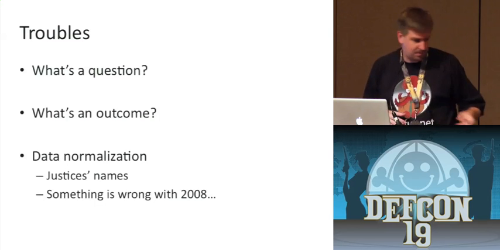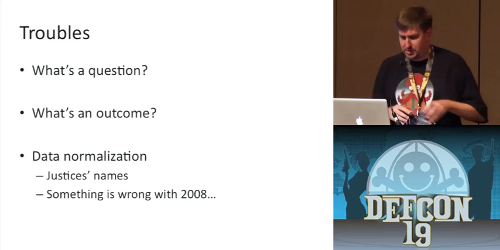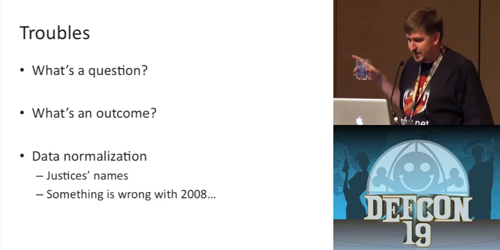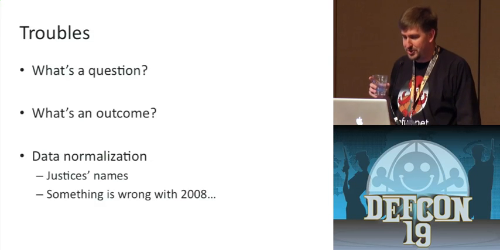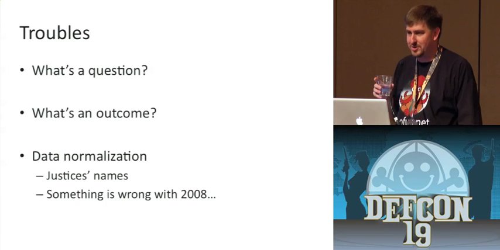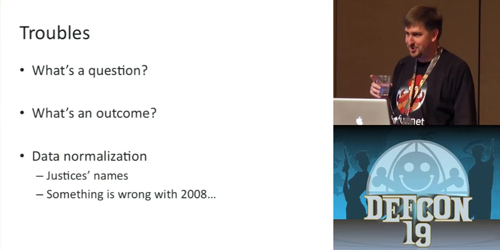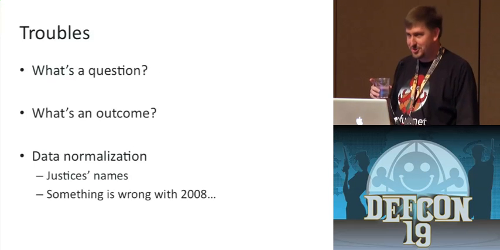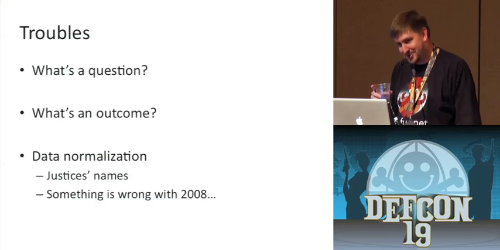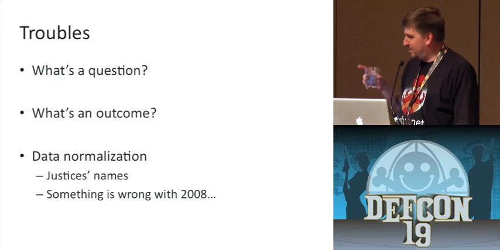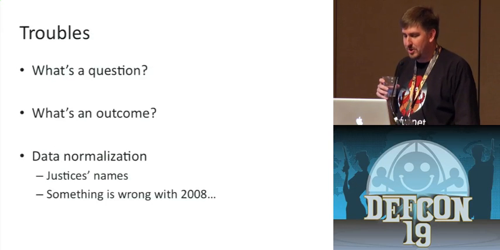The third thing is some data normalization issues. So we saw that screenshot with Justice Sotomayor. She sometimes appears in the XML as Sonia_Sotomayor, sometimes as Justice_Sotomayor, sometimes as Justice_Sonia_Sotomayor. And there are other tricks like that in there.